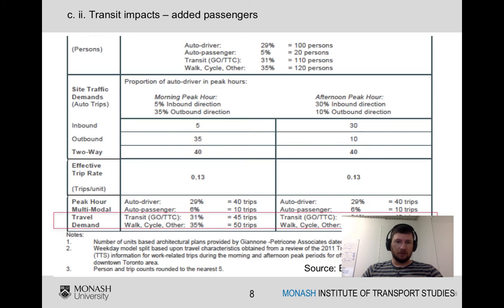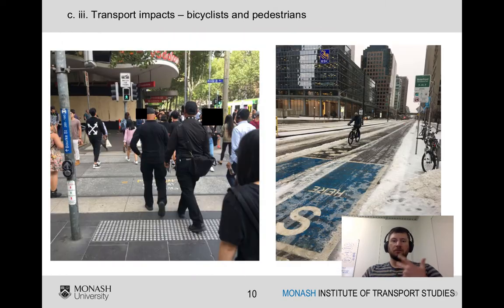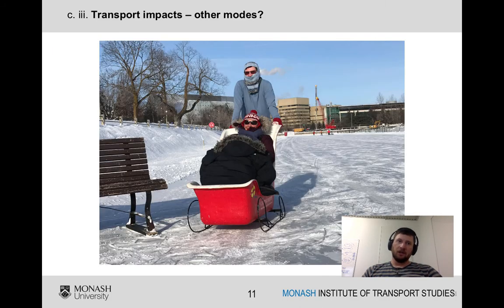Particularly if you are expecting that there's going to be 50 trips on walking and cycling, maybe that's something that the development should be doing, or that the local council might require the development to do, so that the development can be reasonably accommodated. What about other modes?